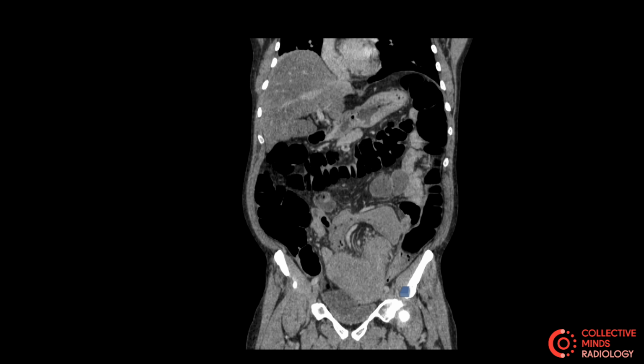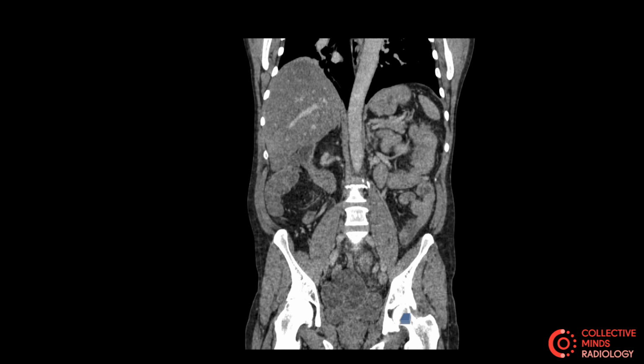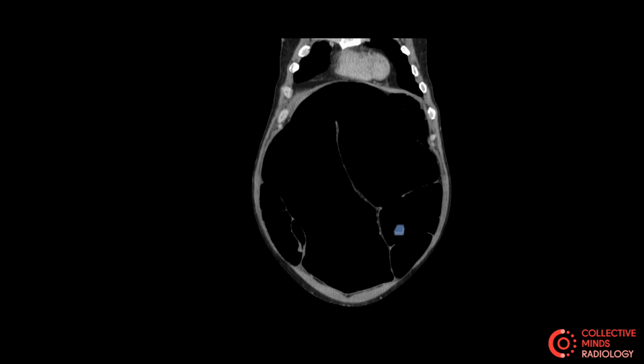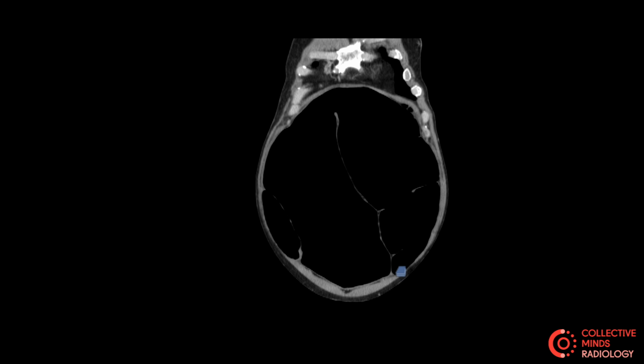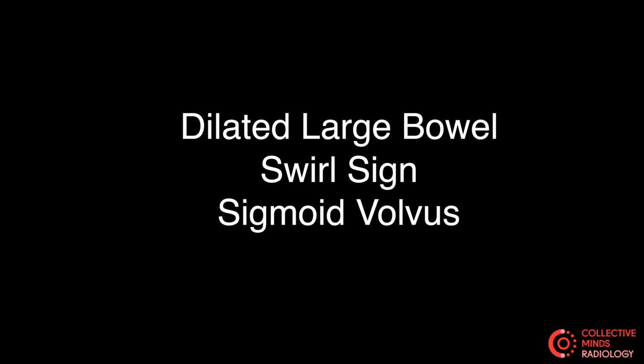So this is known as a whirlpool sign, pretty indicative of a sigmoid volvulus, and that's also been proven by the very apparent coffee bean appearance. So this is sigmoid volvulus. This patient will probably need to have surgical input as soon as possible. So we identified the dilated large bowel, not small bowel, and then we're able to identify the swirl sign on the coronal images, which basically means that this is sigmoid volvulus.